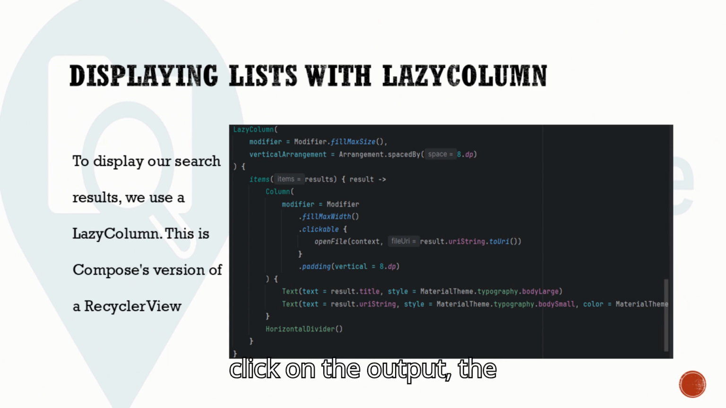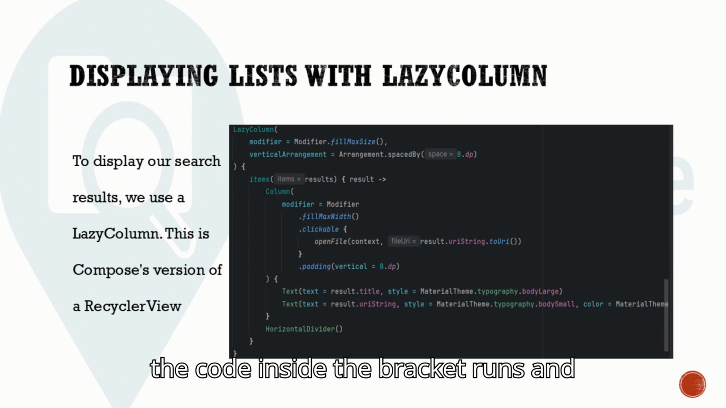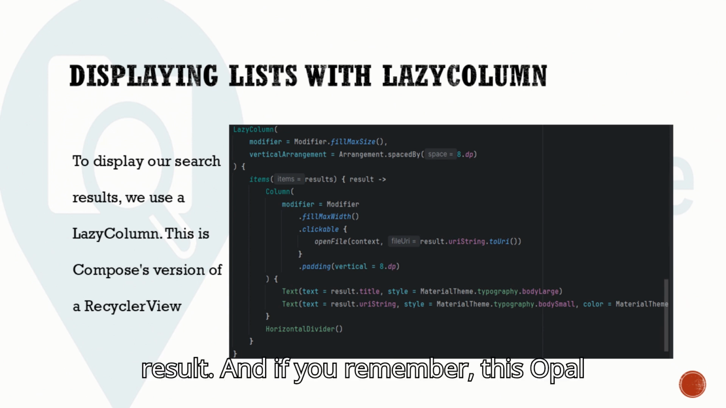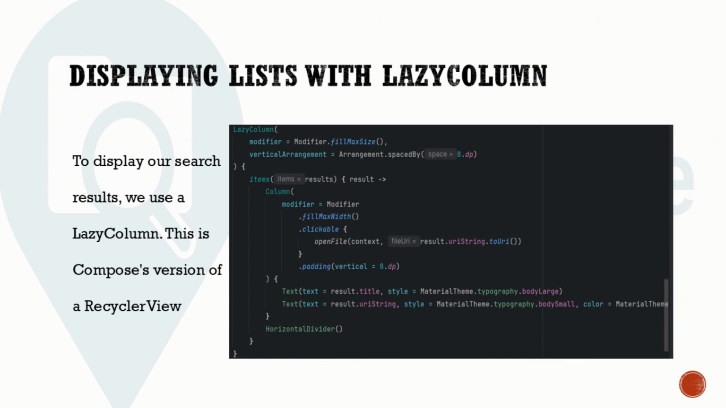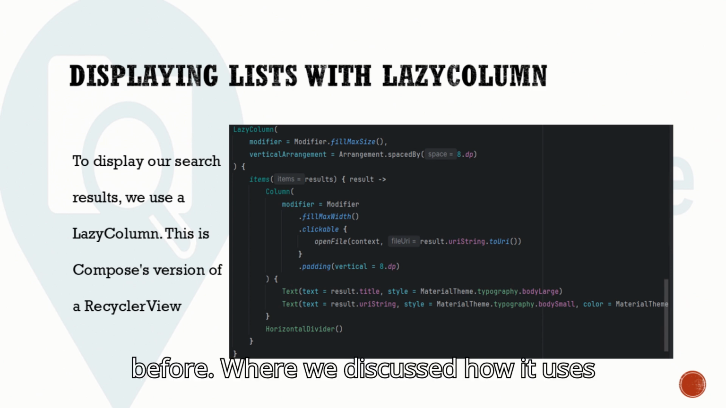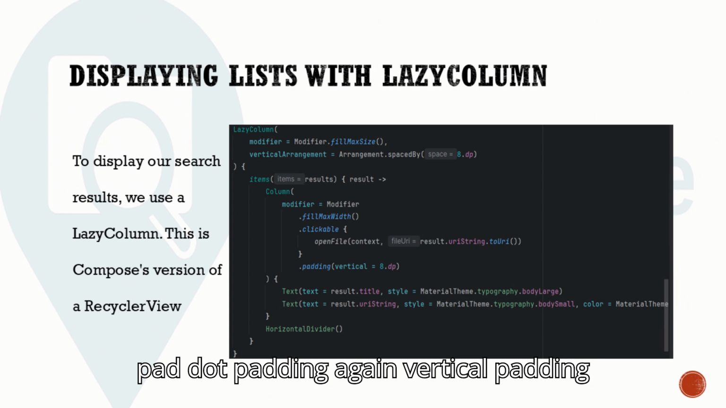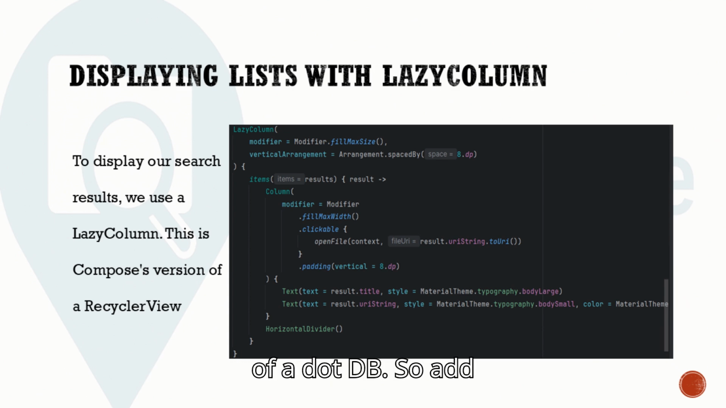So when you click on the output, the code inside the bracket runs and you are able to open the file. So openFile, this is the action performed on click. It calls a function to open the file corresponding to the specific search result. And if you remember, this openFile is based on the code which was given 2 sessions before, where we discussed how it uses Android's inbuilt feature to open the file.